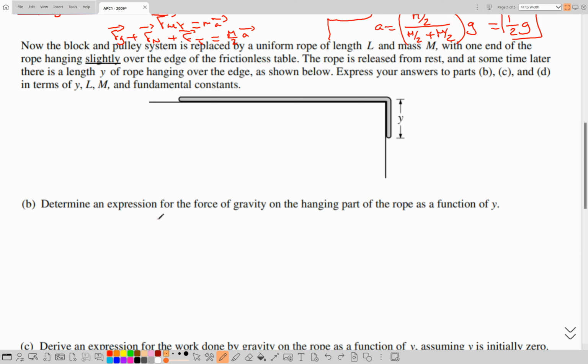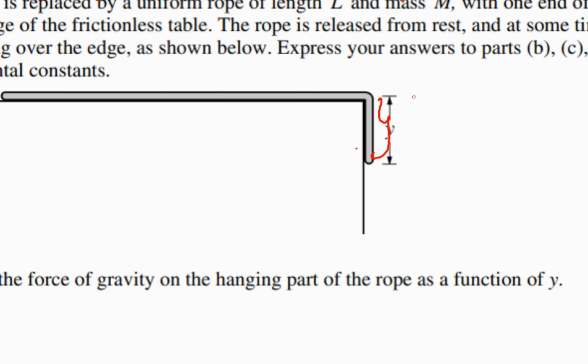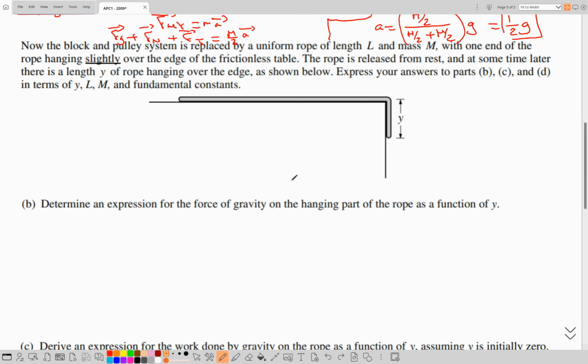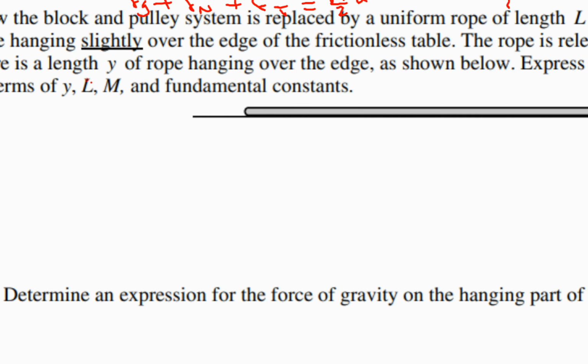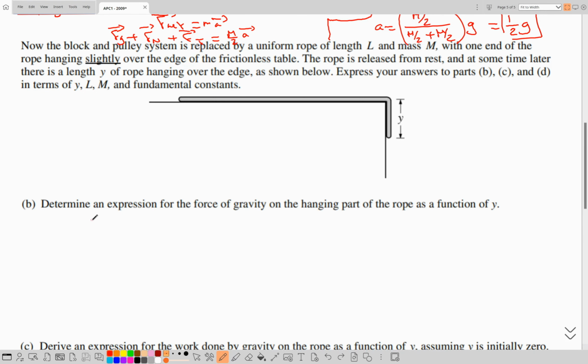In part B, they're telling us to determine an expression for the force of gravity on the hanging part of the rope as function of y. So we know that the pull of gravity is given by the mass times g. Now the thing is that we need to find the mass associated with this length in order to determine the pull of gravity. And this is related to mass distribution. Now total mass m corresponds to this length L. So we can say that m over L is equal to the small mass m divided by y.